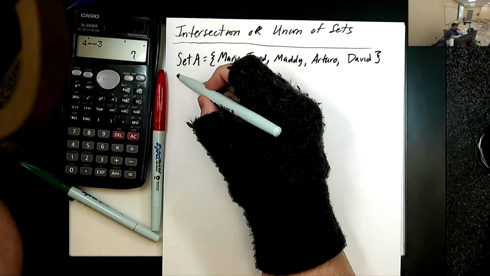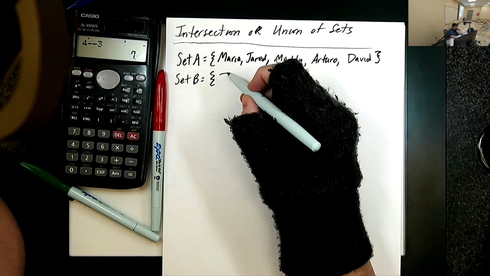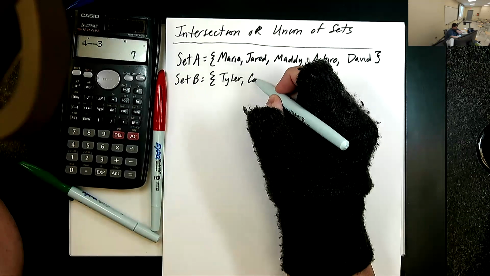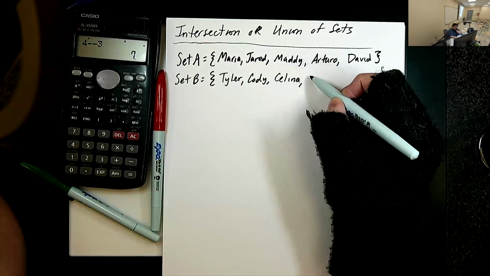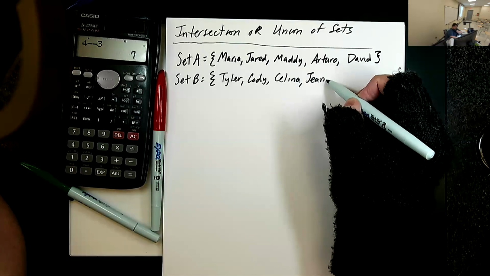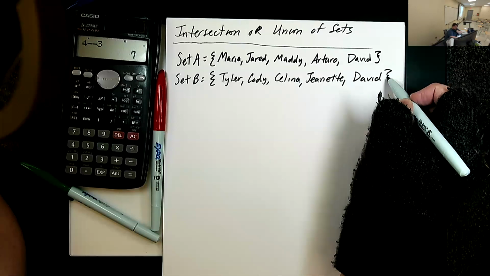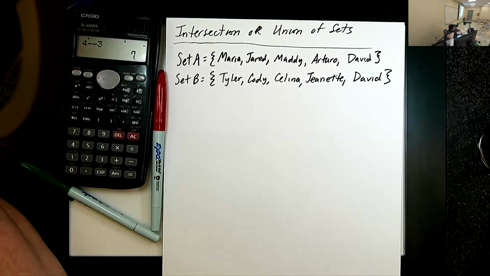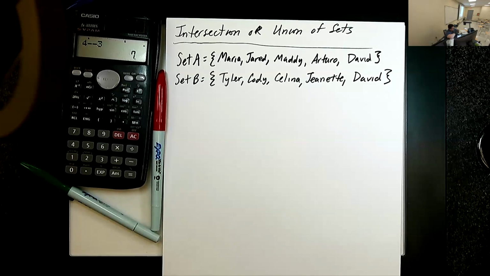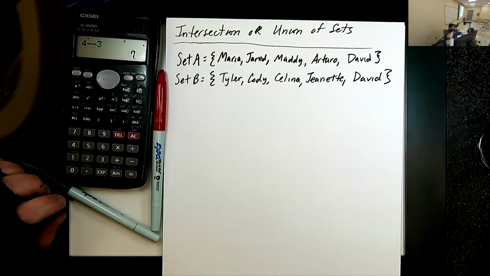And if I have set B, let's put Tyler in there. Let's throw Cody in there. Let's put Selena, Jeanette. And let's put David in there again. I got 2 classes. I chose names from both of my classes to kind of mix them up. So some of your names are in set A and some of your names are in set B. And same with my morning class. I got some people in there from set A and set B.